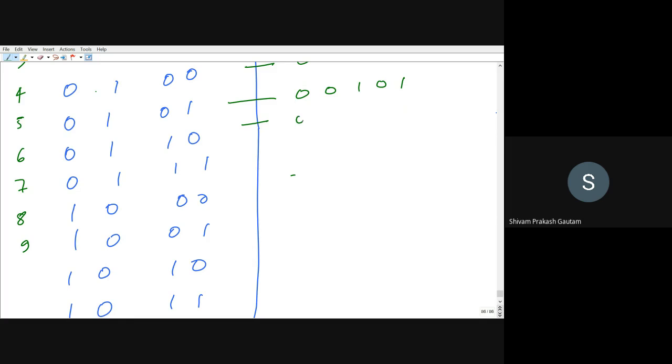So 6 can be represented by 0 0 1 1 0. Sorry, I have made a mistake. 7 can be represented by 0 0 1 1 1. 8 can be represented 0 1 0 0 0. 9 can be represented 0 1 0 0 1.